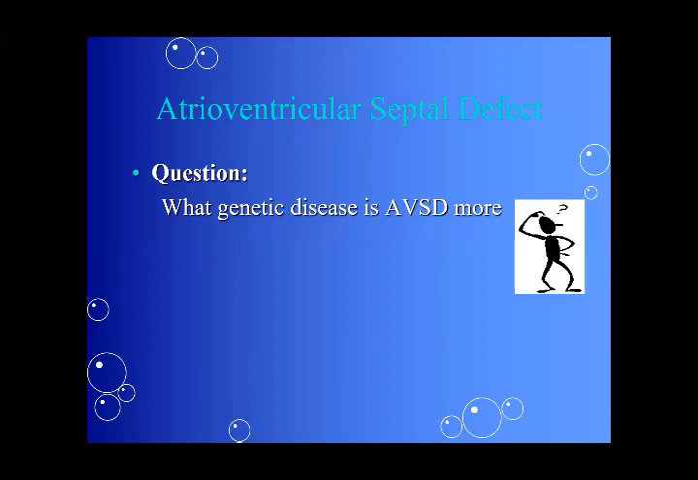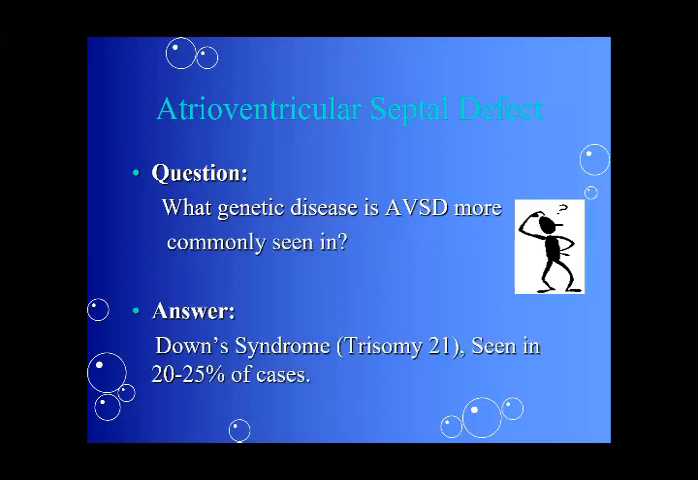The condition in which AVSD is very common is Down syndrome, or trisomy 21. In this condition, 20 to 25% of the cases have this defect.